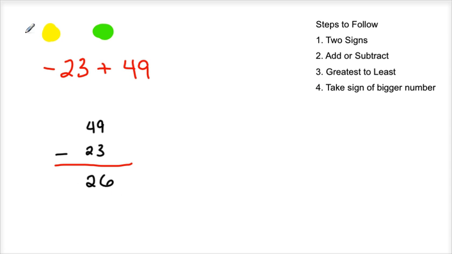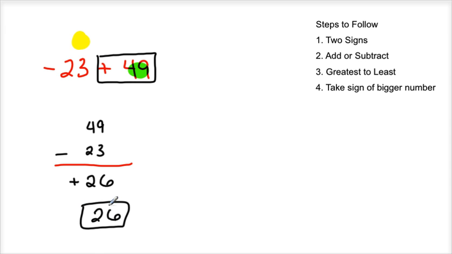Well, again, let's take a look at this. Which number is bigger, the 23 or the 49? Well, the 49 is bigger. What sign belongs to the 49? Well, the positive sign belongs to the 49, so my answer is going to be positive 26. Now, if it's positive, you don't have to write the positive. Your answer can just be simply 26. But at least you know what it's going to be, positive or negative.